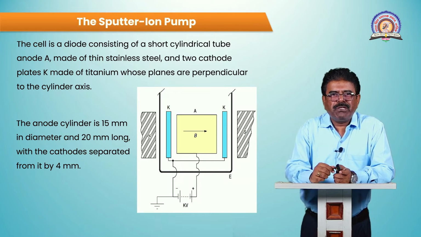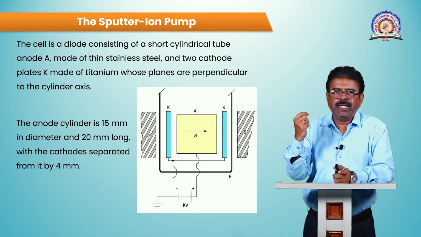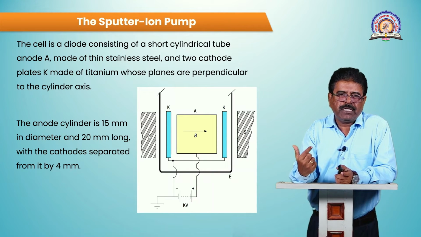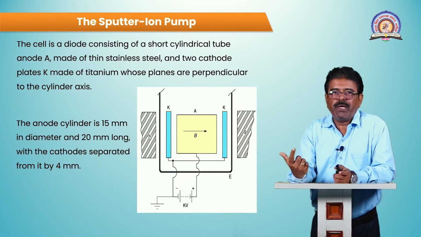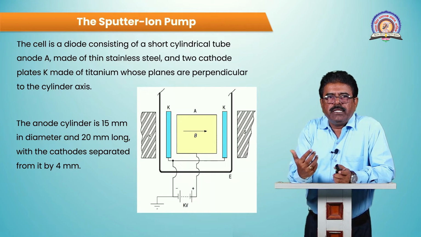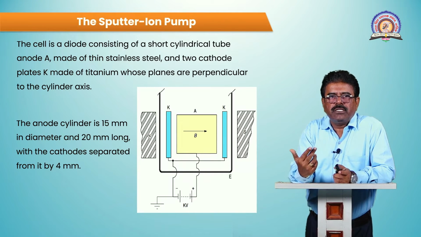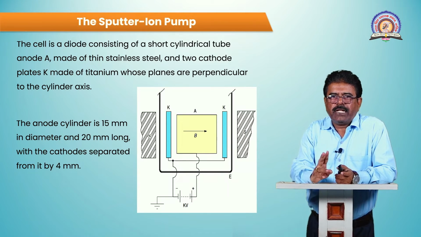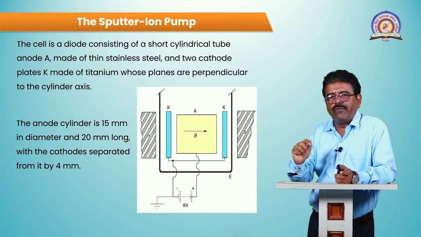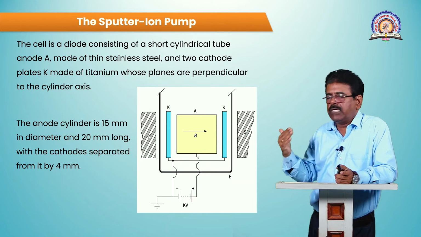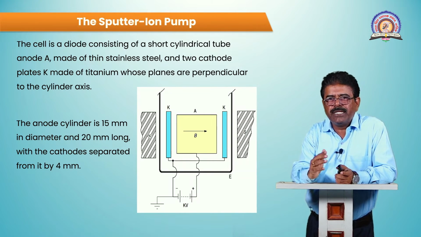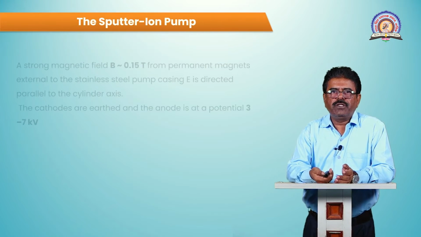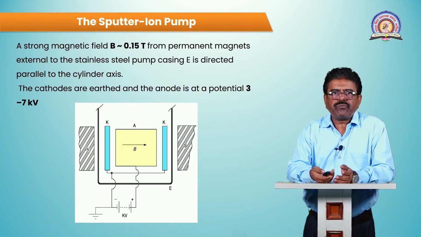Now let us see the dimensions. The anode is cylindrical, and it has a 15 mm diameter. Its diameter is 15 millimeter. Then the length is of the order of 20 millimeter. And the two cathodes, on the two sides of the anode, you can see, and the distance between the anode and the cathode on each side is of the order of 4 mm. So this is the structure of this particular cell.